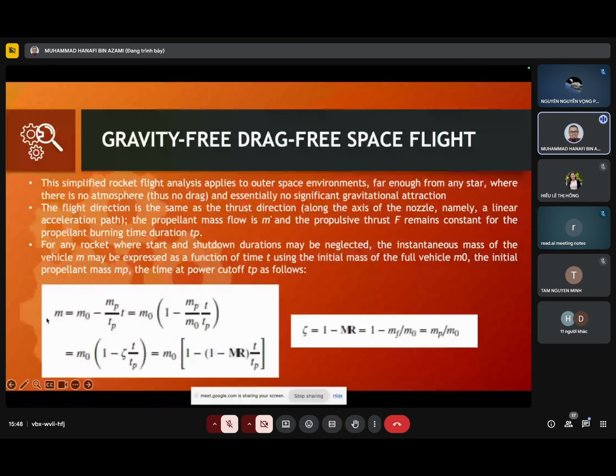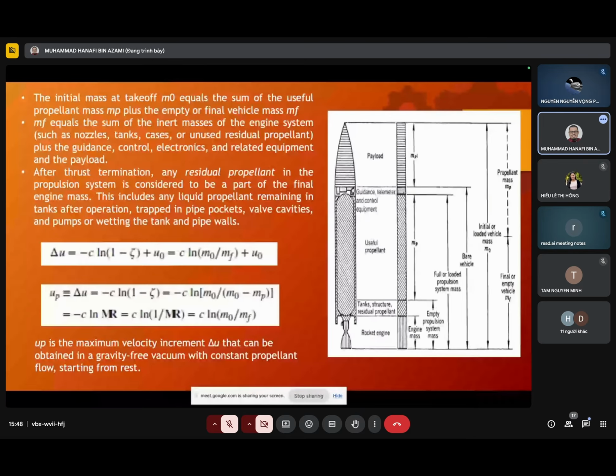So again, the instantaneous mass can be in this form, this form, this form, or this form. All right, this is the graphical representation. What is mp? What is mf? What is m naught, and so on?